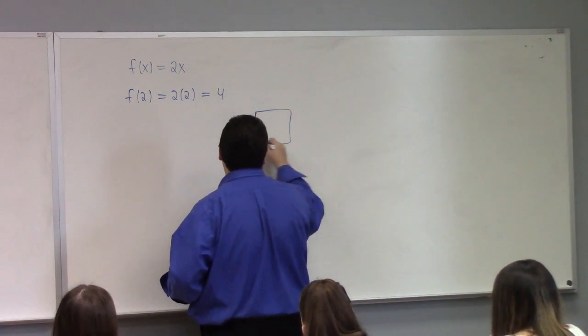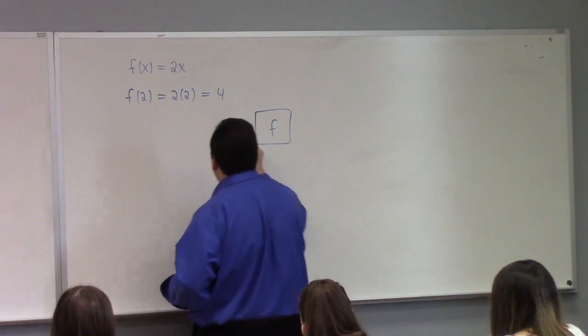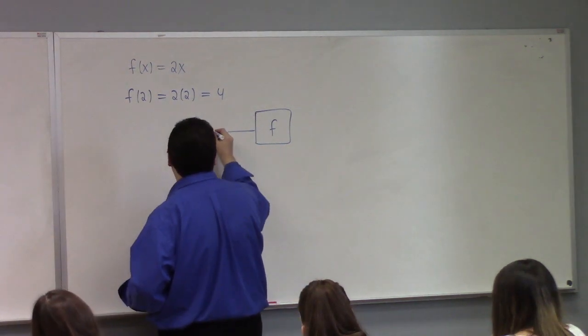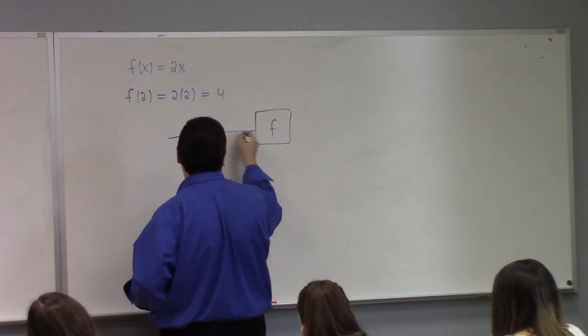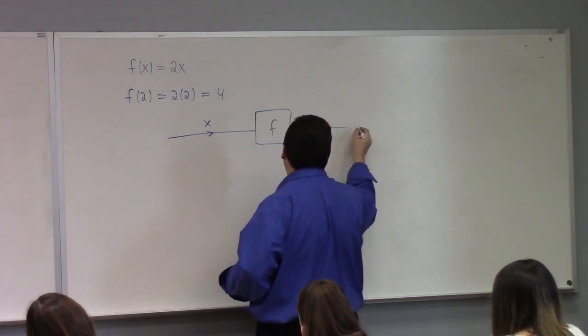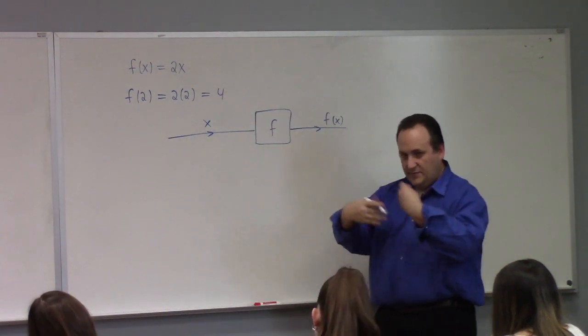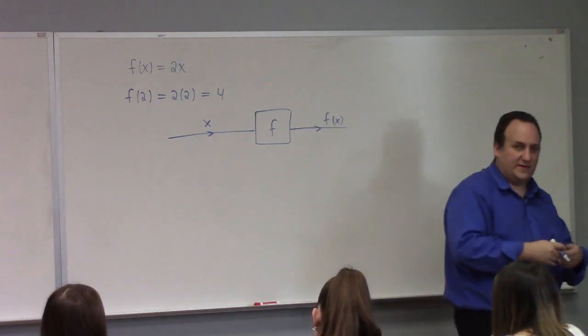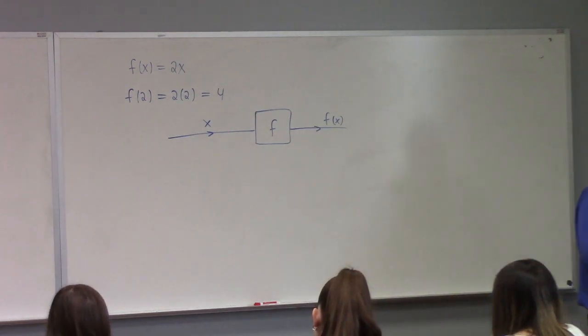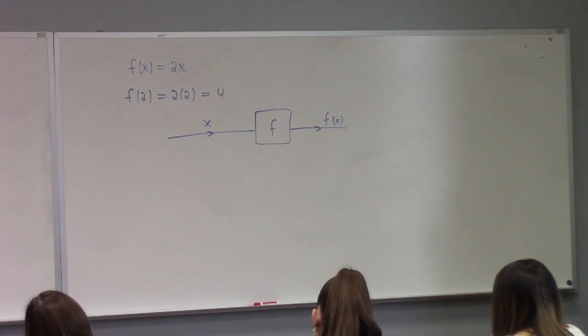A function, I think of it as sort of a machine, and you take x, you put x into the machine, right? And what comes back out is f of x. So it takes an input and it makes an output. The input is x, the output's f of x. You could think of it this way.